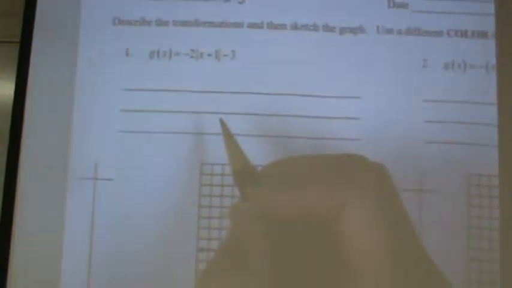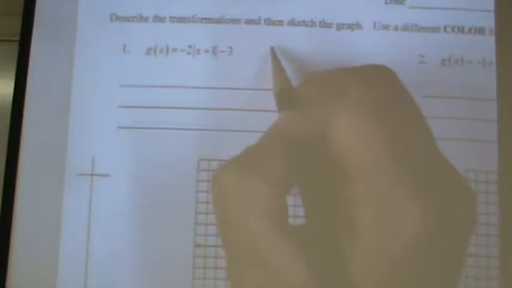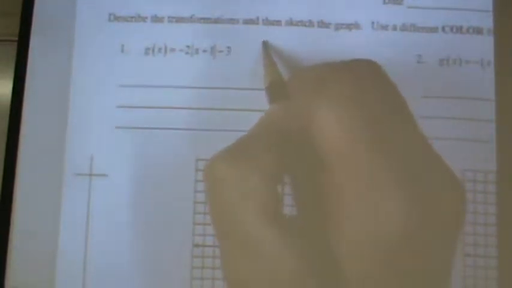This was homework, section 2.6. This was actually day 3 homework. We have to describe the transformations. Question number 1, I want to first state the parent function. What is the parent function in this problem?